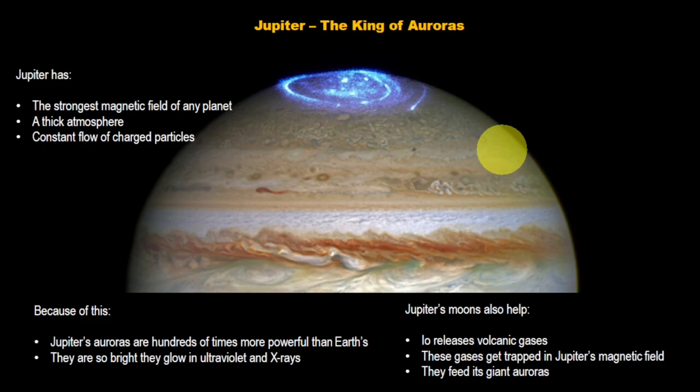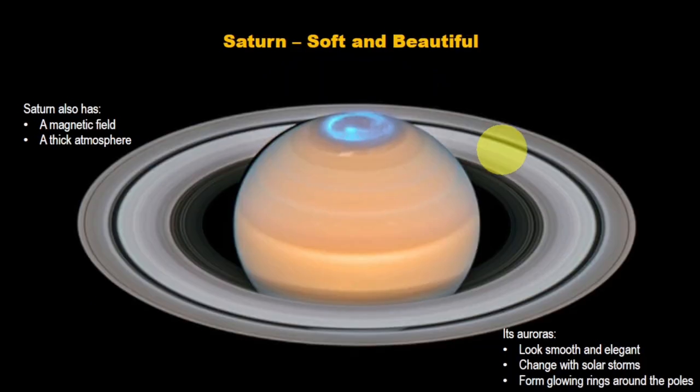They are so bright that they glow in the UV and X-ray spectrum. Okay, and also Jupiter's moons like Io, they are volcanic. They release volcanic gases, and the magnetic field of Jupiter traps those gases, and it feeds its giant aurora, and makes it even bigger and brighter. So then we have Saturn. Saturn also has a very powerful magnetic field and a thick atmosphere. So its aurora looks very smooth and elegant. Look at this aurora, and it also changes with solar storms.